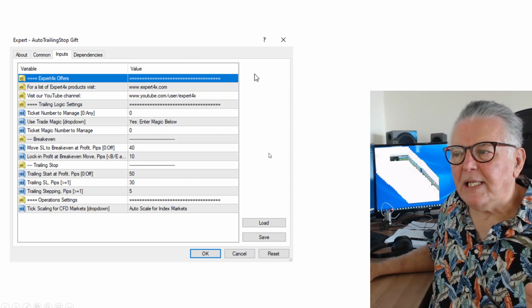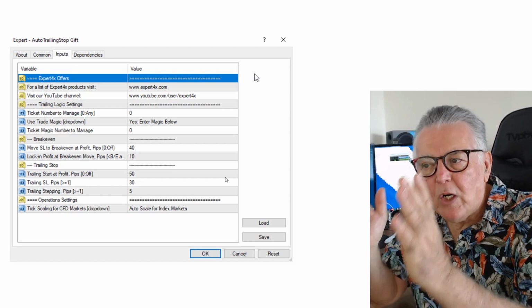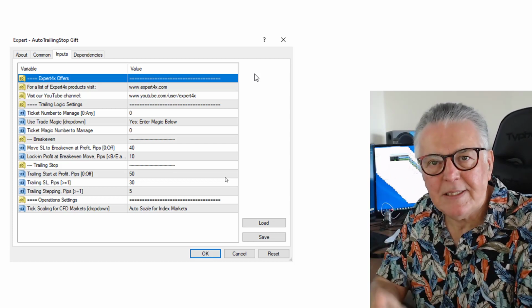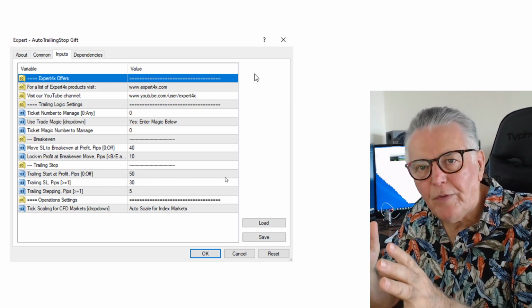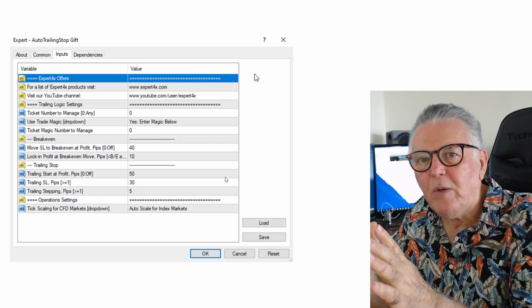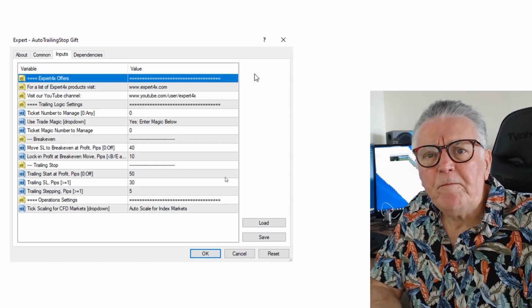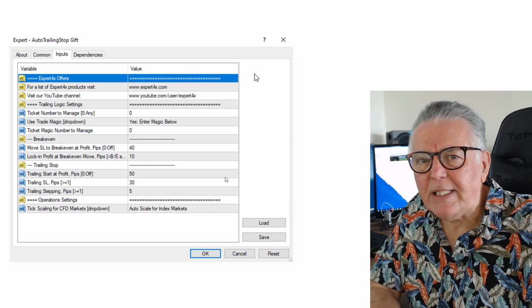Very simple EA. It's not meant to be a highly sophisticated one. It's meant to be nice and simple and understandable. There are lots of options that we could add to this particular one. Bear in mind, this is a free one, so we're keeping it nice and simple, especially for manual traders. It's really good.